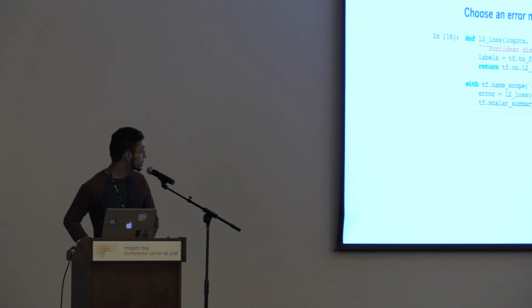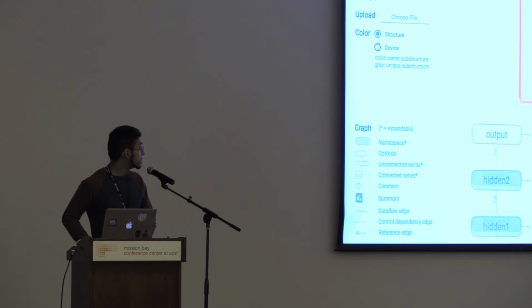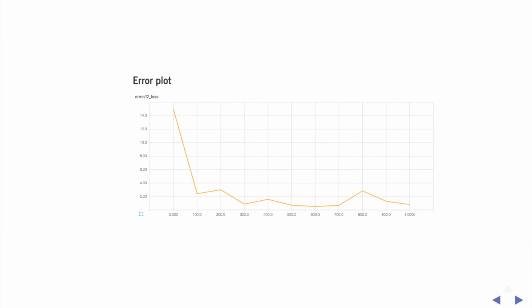This operation here, logits minus labels, is what TensorFlow has given a default name of sub to, for subtraction, I'm guessing. So you subtract those, you compute the L2 norm of that value, and you see this small icon here. It means these values are being logged somewhere, right? So this is the general shape of the computation graph. Let's look at the logged values.